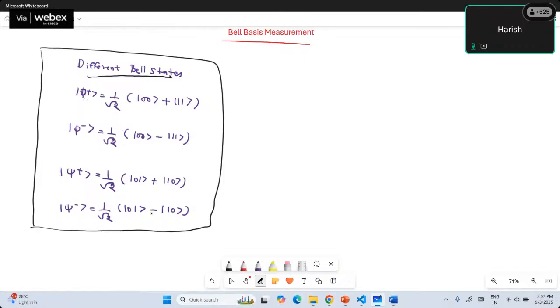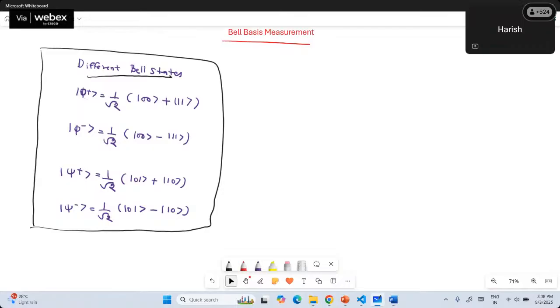So these four are possible Bell states. In the two states phi plus and phi minus, a similar correlation is there: both the qubits will be measured as 00 or 11. In psi plus, you will have the opposite. If you measure one qubit as 0, then the other qubit will be 1, and vice versa.